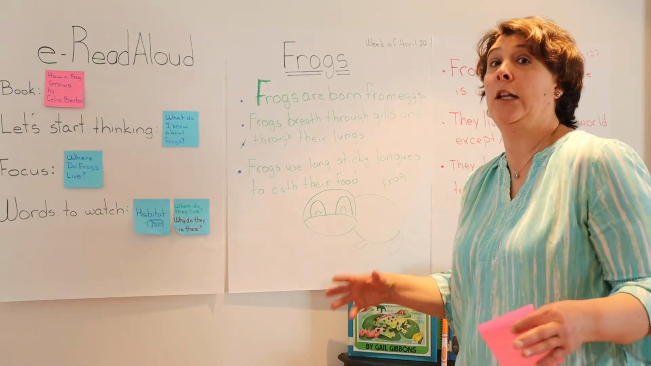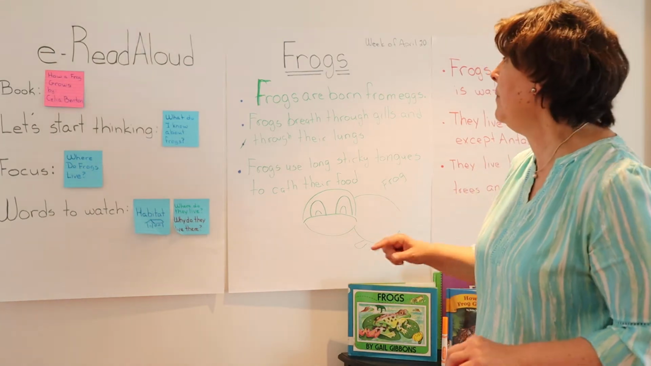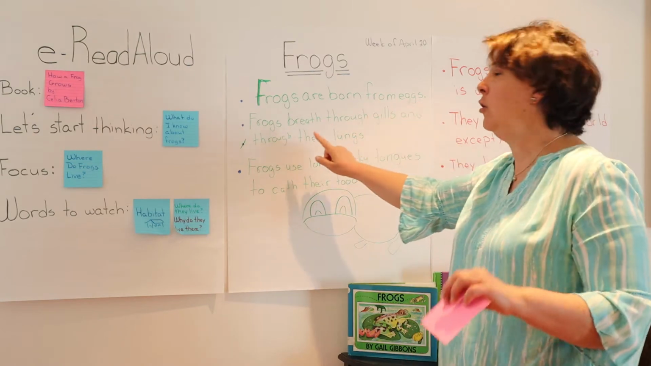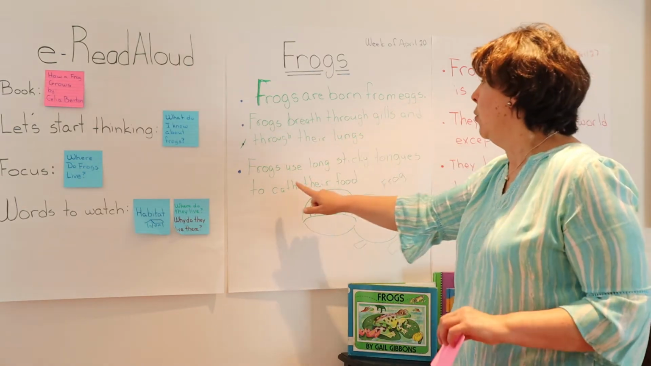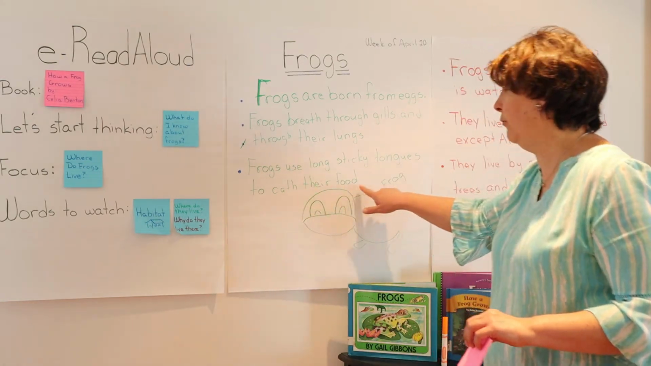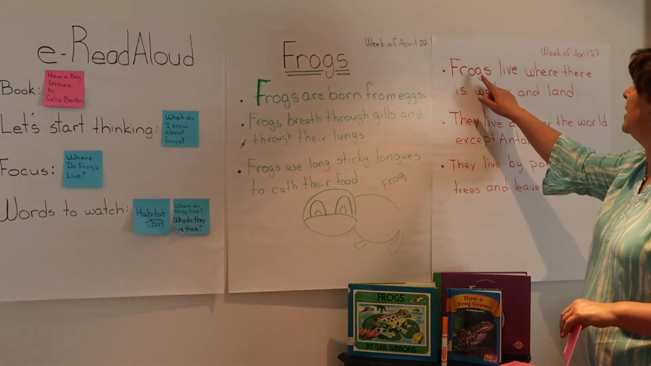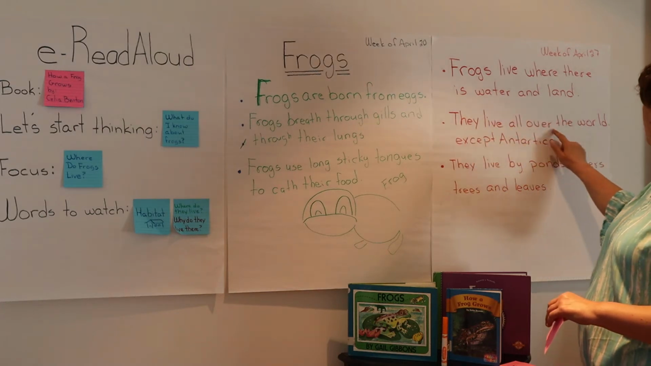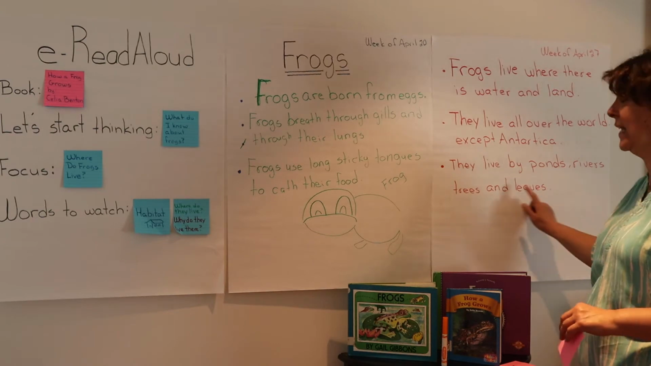I'm going to go back and look at my notes. Remember those notes, the list that I asked you to make for me? So let's see. We said that frogs are born from eggs. We also said that frogs breathe through gills and through their lungs. We also said that frogs use long, sticky tongues to catch their food. The following week, we said frogs live where there is water and land. They live all over the world except Antarctica, and they live by ponds, rivers, trees, and leaves.